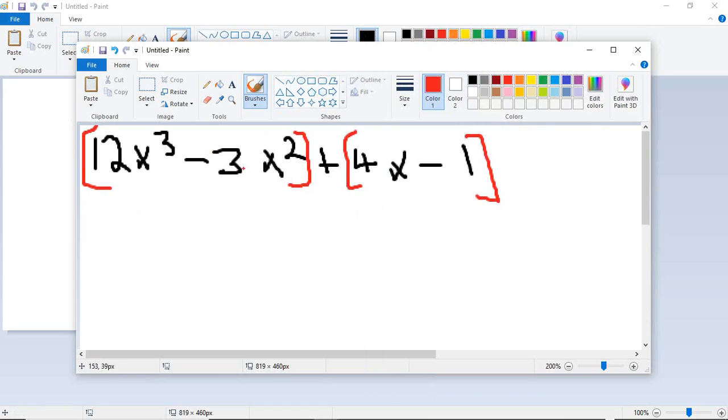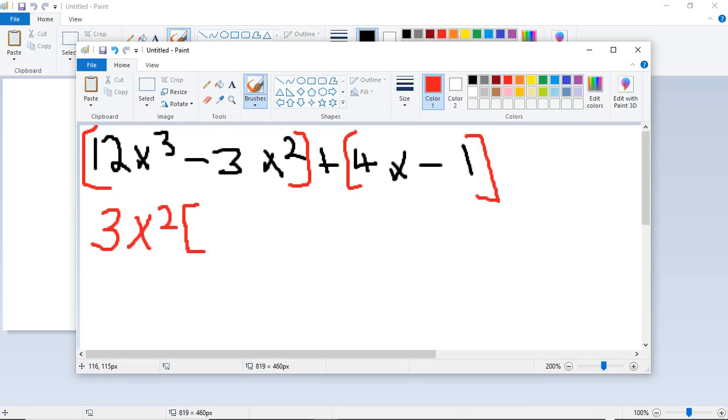If you have 12, you have 3. Can 3 go into itself? Yes. Can 3 go into 12? Yes. So already you have a common factor of 3. Can x squared go into itself? Yes. Can x squared go into x cubed? Yes, it can. So you have a common factor of 3x squared.